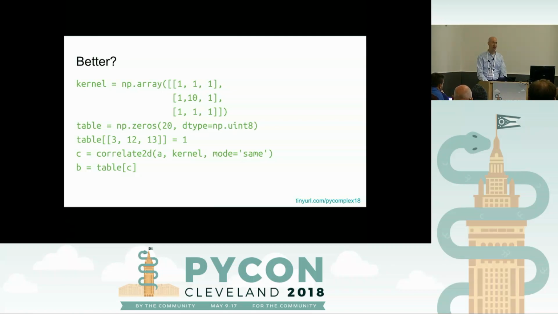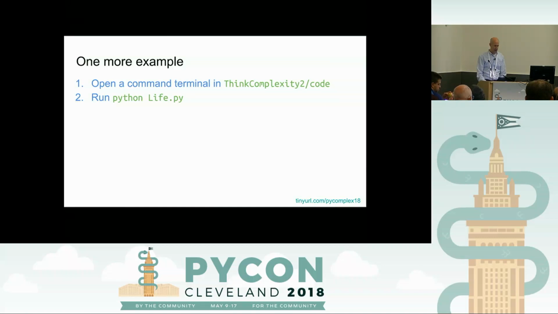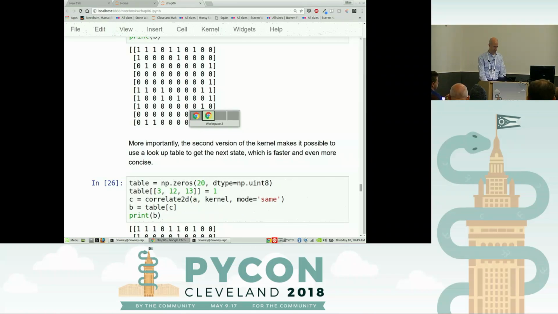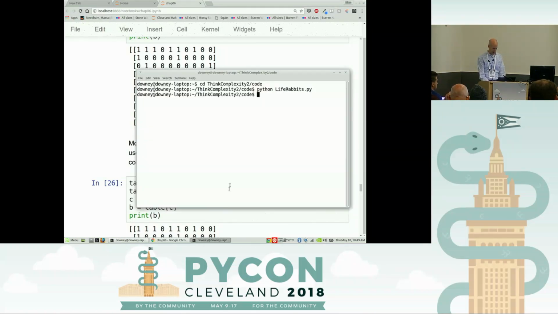The nice thing about this is that I only have to create the kernel once. I only have to create the table once. So the actual loop part is just the correlation and the table lookup. So it's a very small amount of code, and it's very efficient because it only creates one intermediate array. And now, if you go back to the terminal, you can, if you like, run life.py, the same way we ran life rabbits a minute ago.